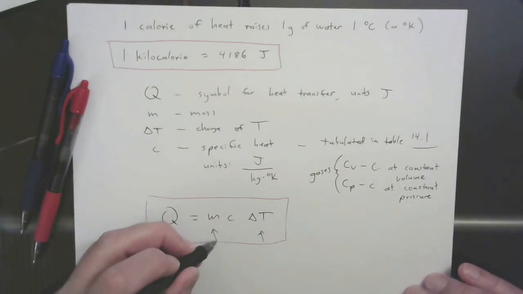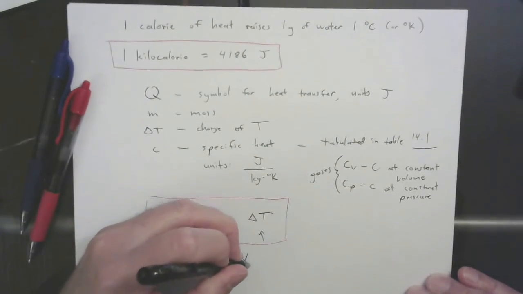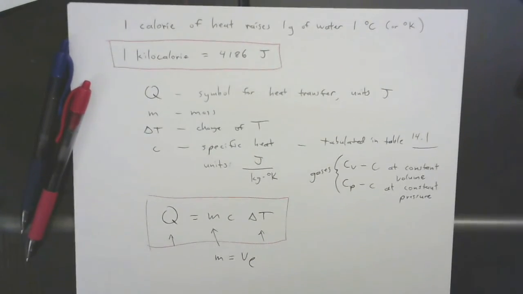They might disguise this mass in terms of a volume times a density. So keep in mind that that's our definition for density: a mass per unit volume, so we have to multiply by volume to get mass.